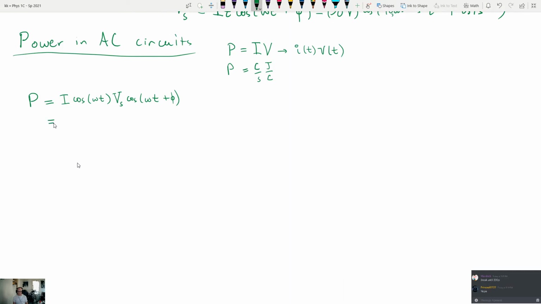All right. So pulling the I and the V to the front, what we end up having is cosine of omega t multiplied by this quantity right here. And what we can do for that is use one of our sum and difference formulas, where cosine of A plus B is equal to, I'm going to write down what I think this is, and we'll check it real quick. I think it's cosine A sine B plus sine A cosine B. Does that sound right? It should be cosine A cosine B minus sine A sine B.